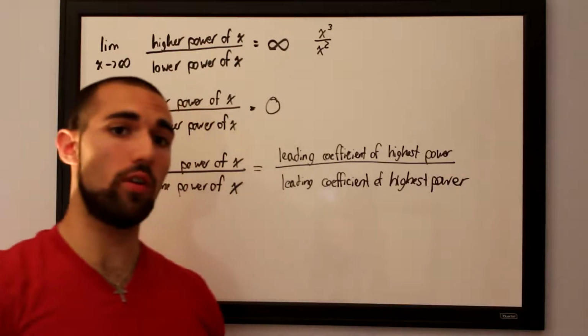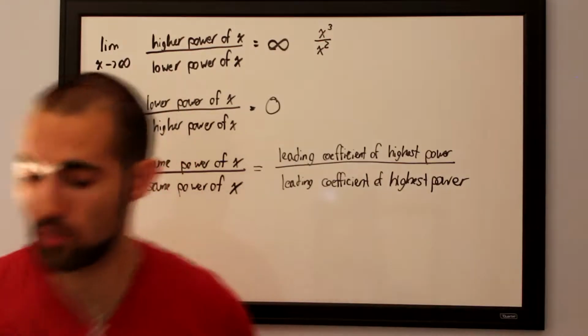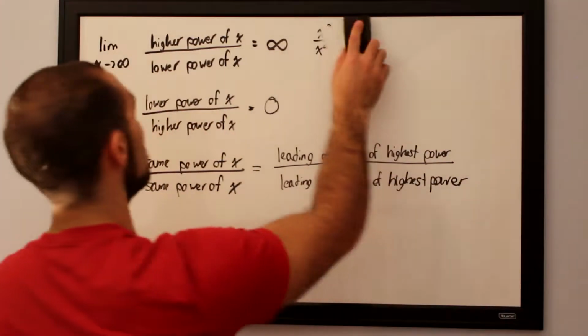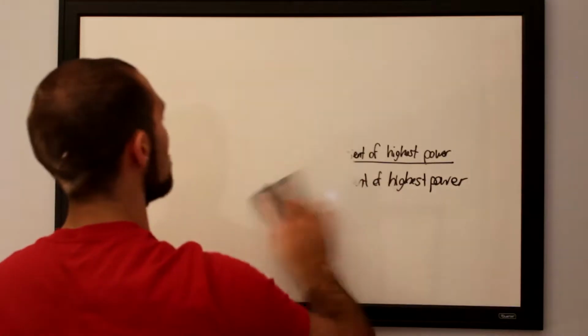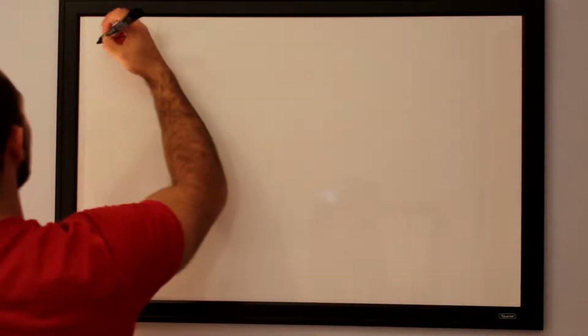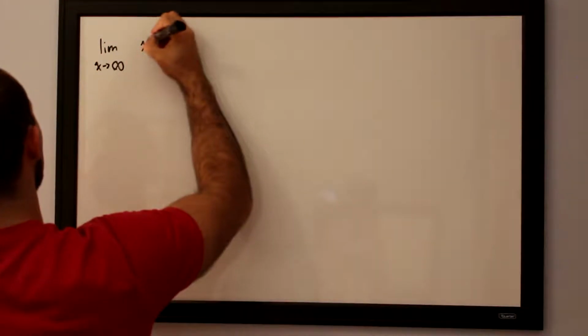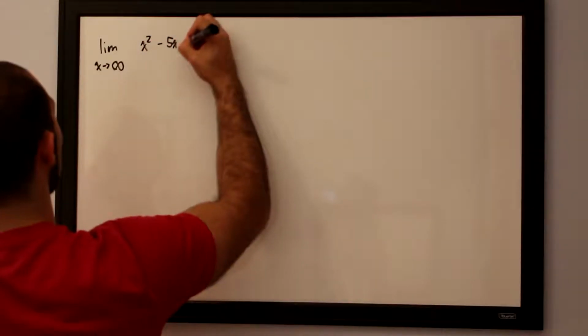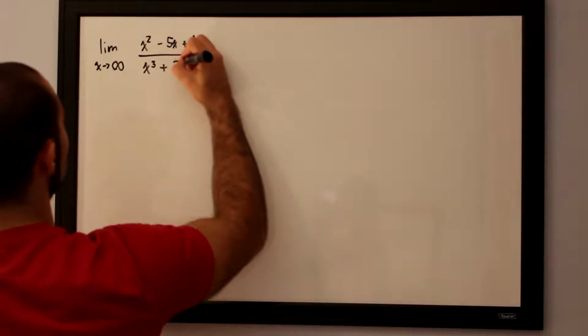By canceling out the highest power and simply looking at their leading coefficients, we can tell the limit as x approaches infinity immediately. So let's get on with a couple of practice problems. We're going to do them the old-fashioned way, and then later on we're going to simply inspect them and right away tell the limit as x approaches infinity. The first problem is the limit as x approaches infinity for x squared minus 5x plus 1 over x to the third plus 3x.